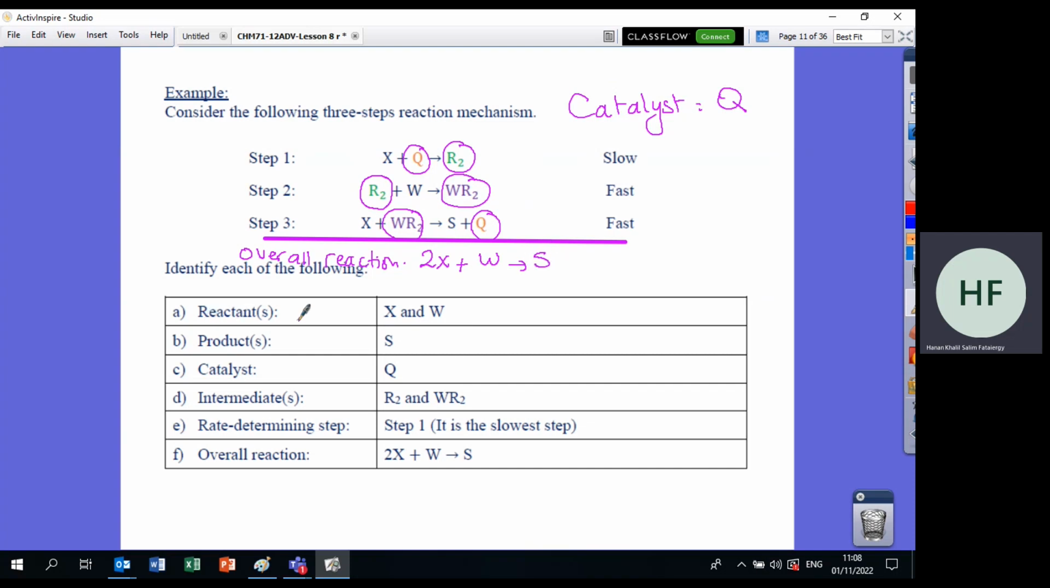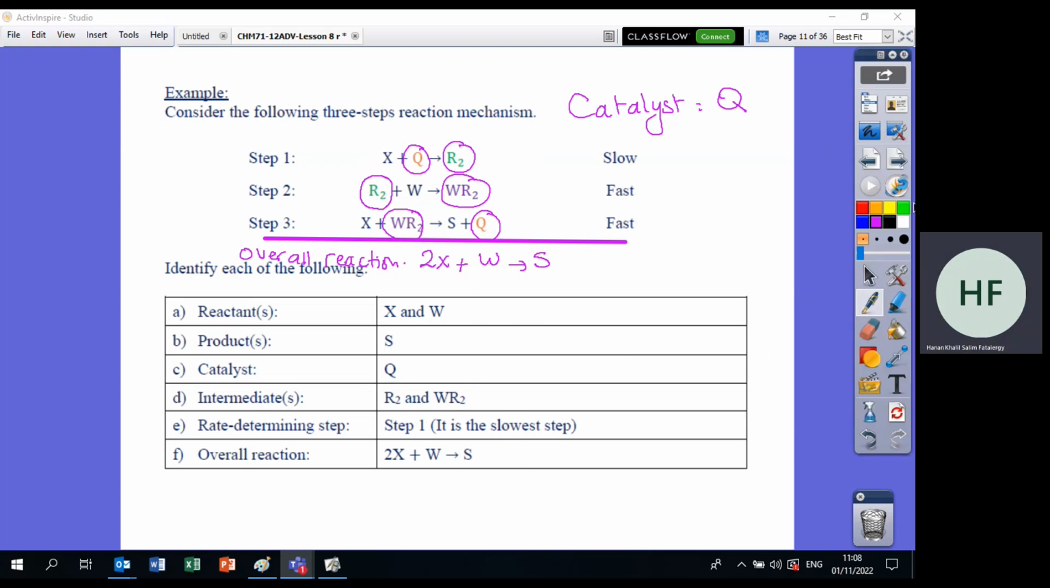Now what are the reactants? 2X and W. What are the products? S. What is the catalyst? Always, the catalyst is found in the beginning and at the end, so the catalyst is Q. Now what is the intermediate? We have two intermediates. We have R2, one intermediate, and WR2, the second intermediate. The rate determining step is the slow step, so it's step 1. Overall reaction: 2X plus W gives me S.